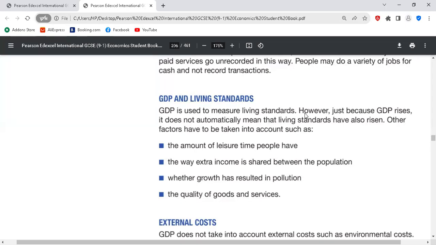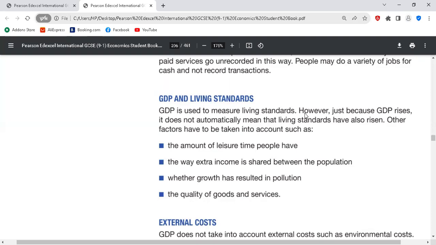One, the way extra income is shared between the population. How do we share income? What is the gap between the rich and the poor? So is the gap between the rich and the poor reducing? If it is reducing, that means it reflects on the increase in GDP. If not, and most of the time when GDP increases like this, due to inflation, the rich becomes richer, the poor becomes poorer. So you have to check with the living standards by checking on the gap. Is it increasing or reducing?